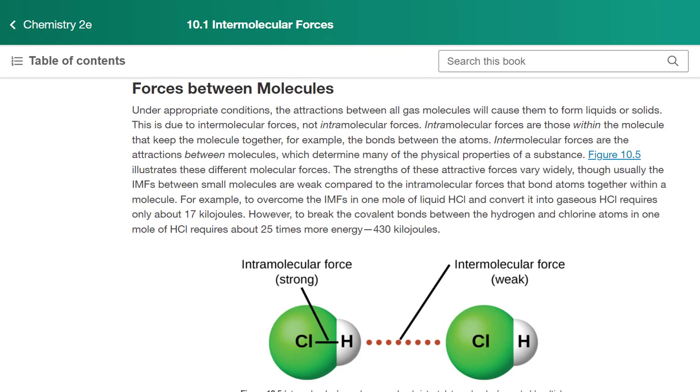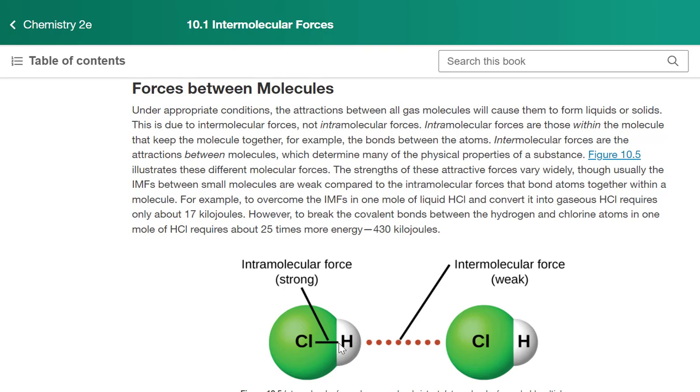So we first want to understand that what's going on here is something between molecules. So we're saying forces between molecules. These are called intermolecular forces. So they're between different molecules. We also have the forces inside the molecule, the chemical bonds.